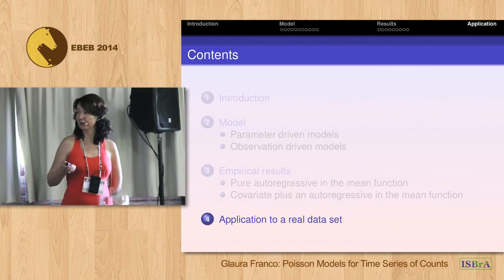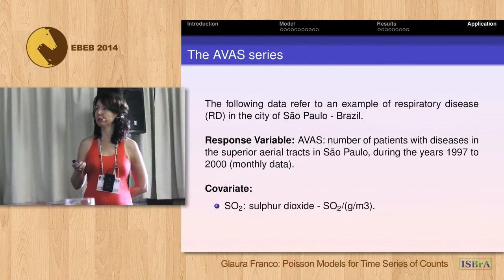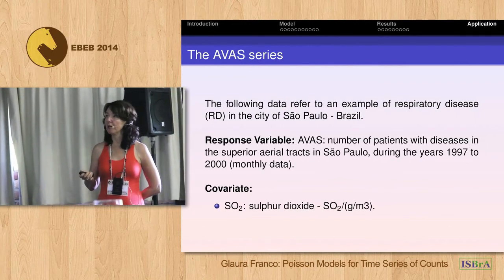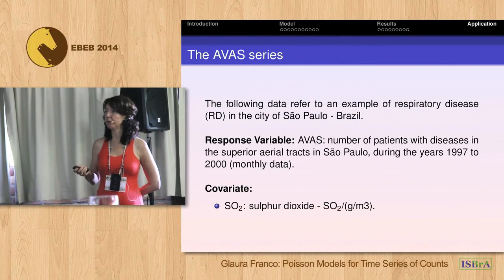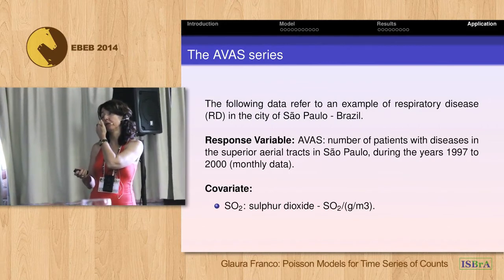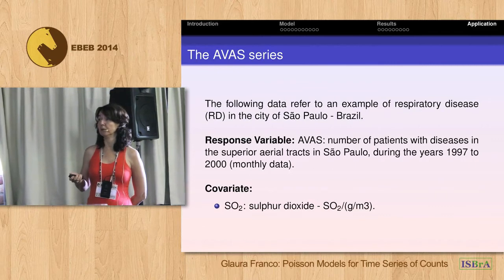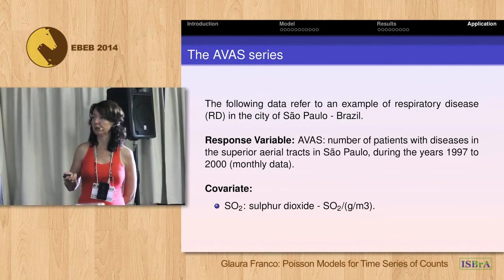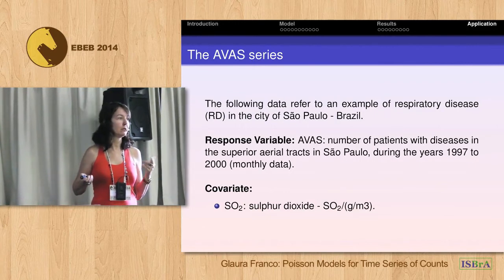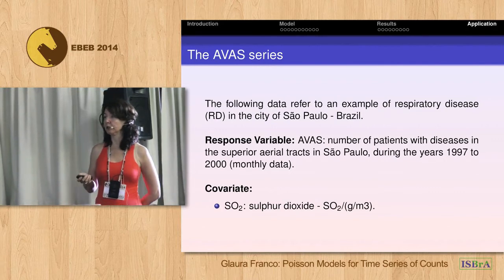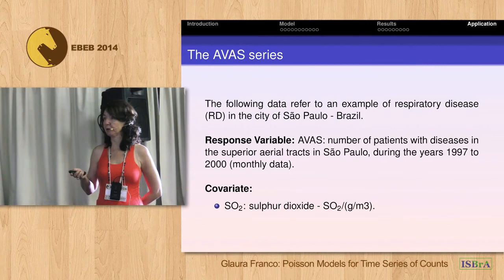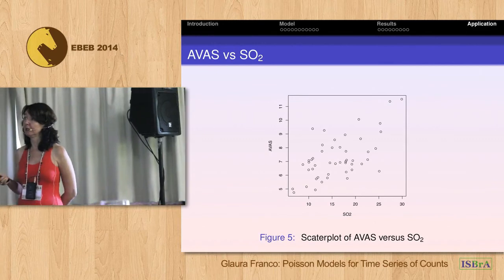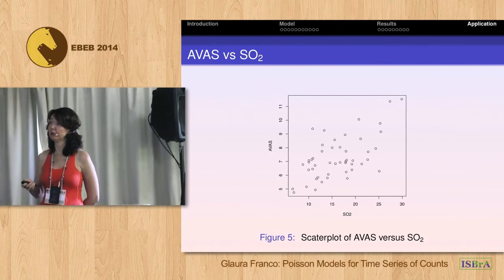So this is a simple application with a real data set. It's a series for respiratory disease in São Paulo. We have this response variable with the number of patients with disease in the superior airway tracts in São Paulo, monthly data, and we have this covariate. We tried other covariates, but they were not significant, and we tried also some seasonality, but it wasn't significant, so we just used this covariate here, which was good because it was the same as our simulation study. This is a scatter plot of the covariate and the response.